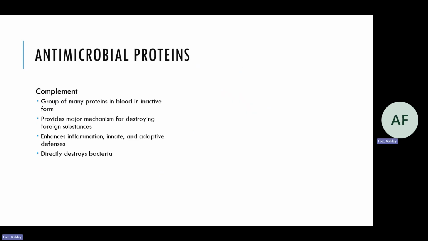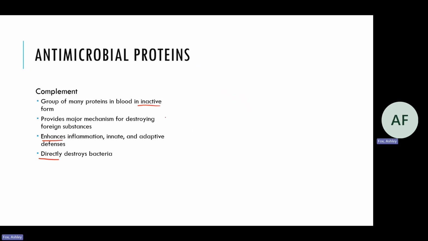Now, complement is a group of proteins. So we say complement proteins. There's a group of them. Not going to make you memorize any of them. So they travel around in the blood in inactive form. But they are kind of enhancing proteins, and they can directly destroy bacteria as well.